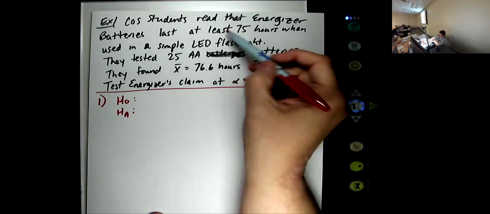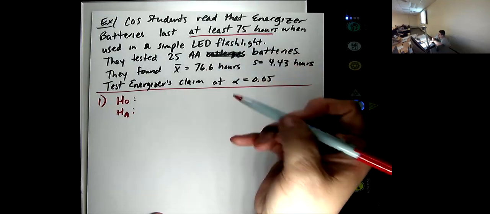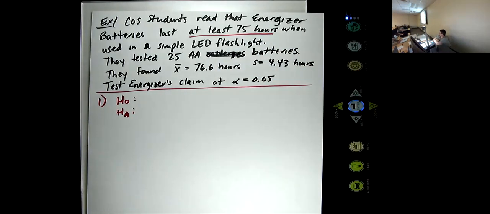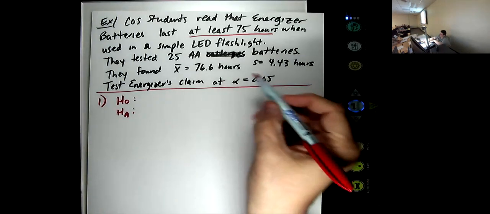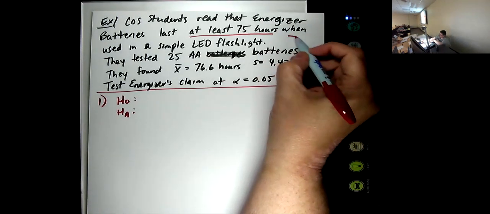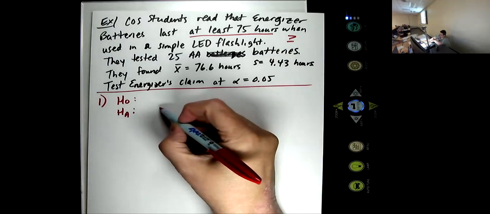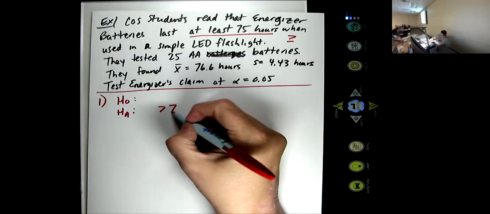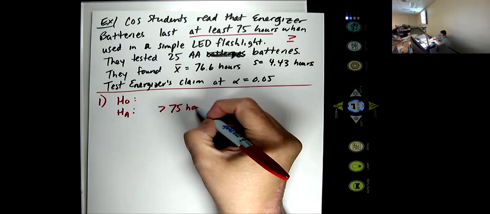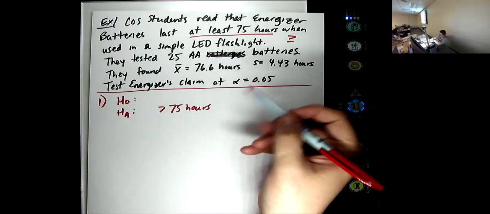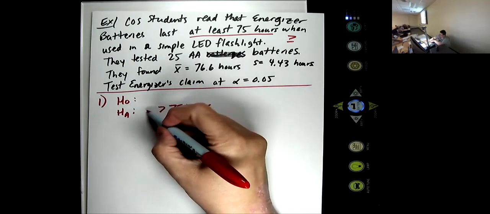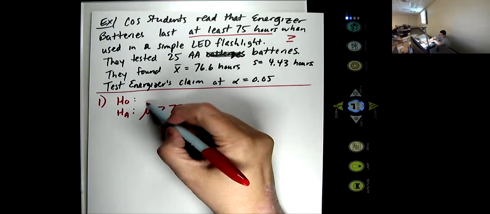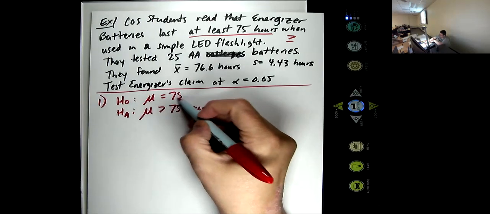It says at least 75 hours. What does that mean in mathematics? Less than or equal to? Good guess, but that's the other one. It's greater than or equal to. At least means greater than or equal to, but we're gonna just say greater than. We're gonna say greater than 75 hours. And we're talking about mu here. So H naught is gonna be mu equals 75 hours.